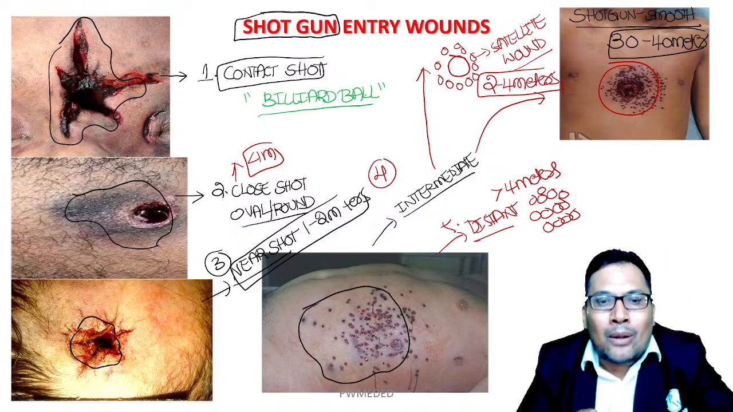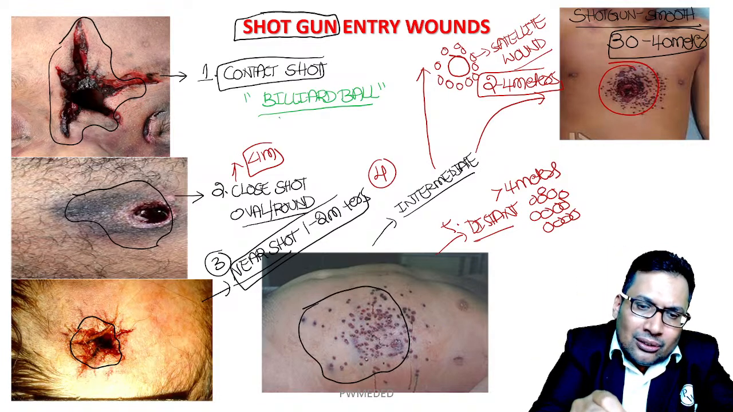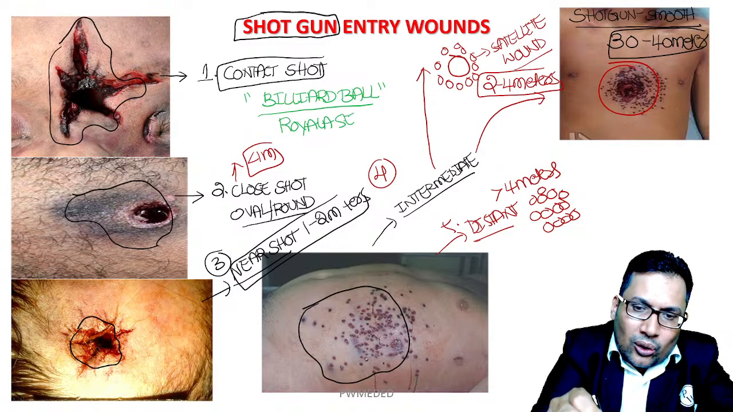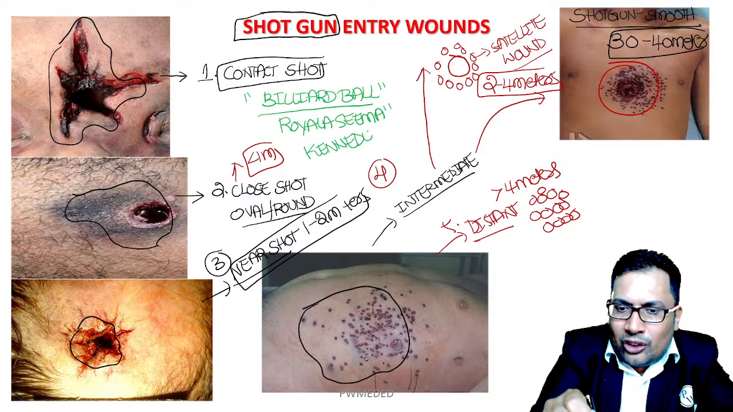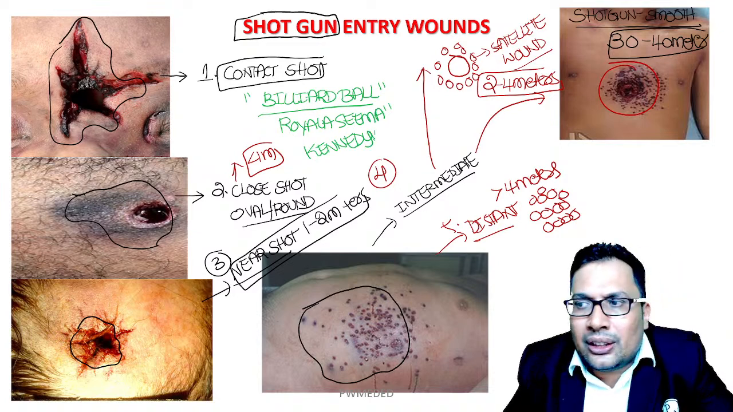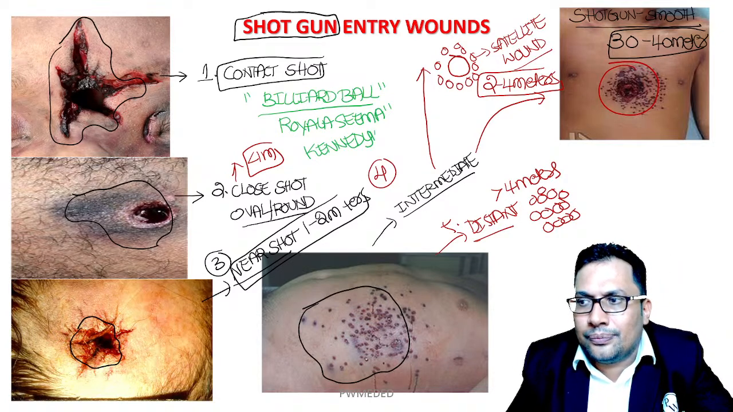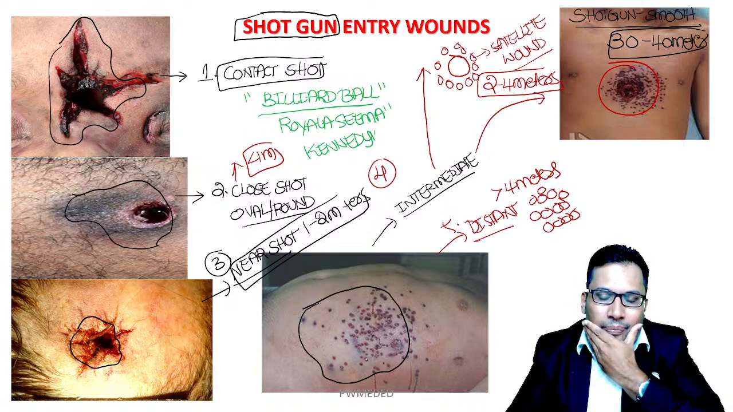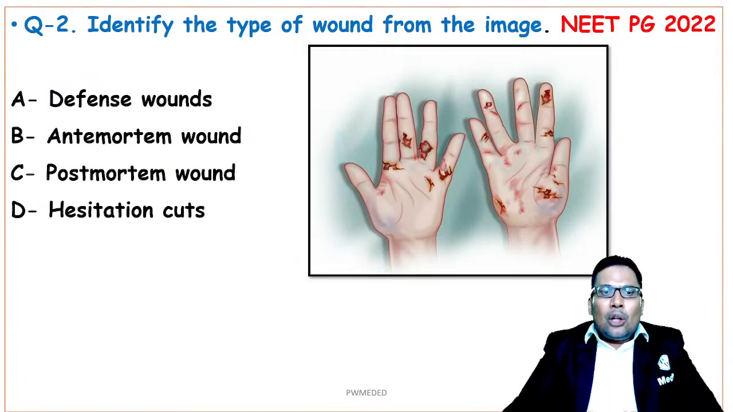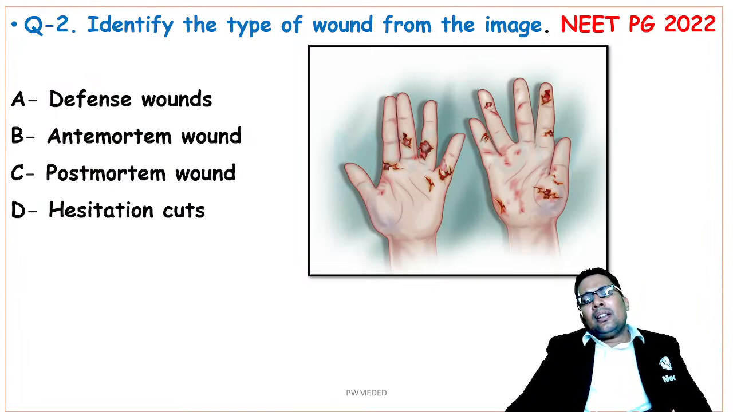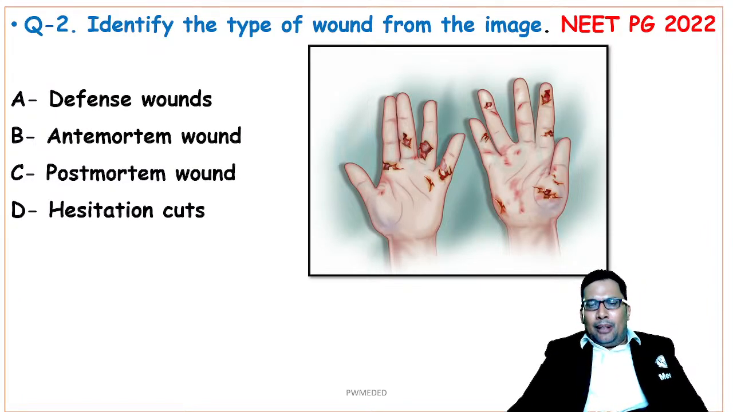What is Royal-Seymour phenomena? What is Kennedy phenomena? So these three questions can be asked in the exam. Okay, so this is fine. Now next question. Identify the type of wound from the image.